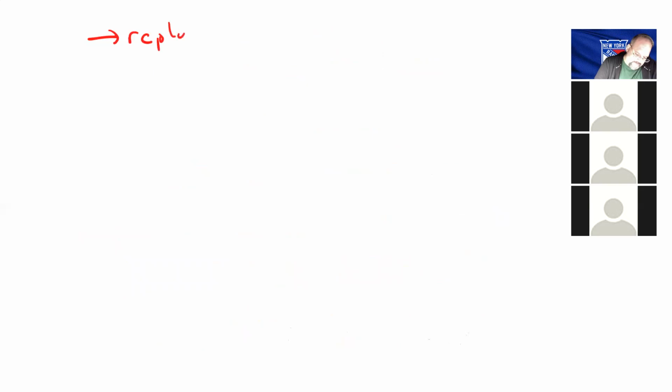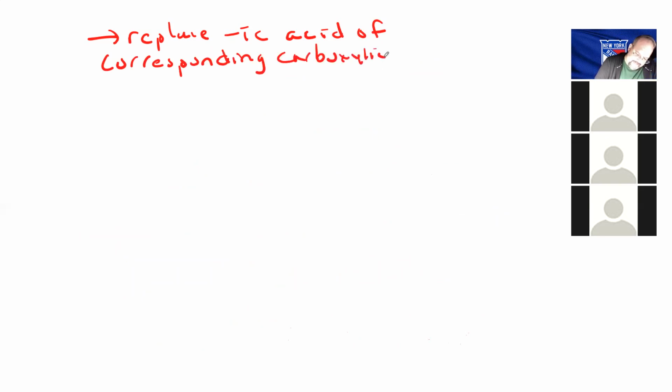Well, replace the IC acid of the corresponding carboxylic acid name with ATE. So replace the IC acid ending, or replace the IC acid of the corresponding carboxylic acid name with ATE. That's how we name a carboxylate ion.